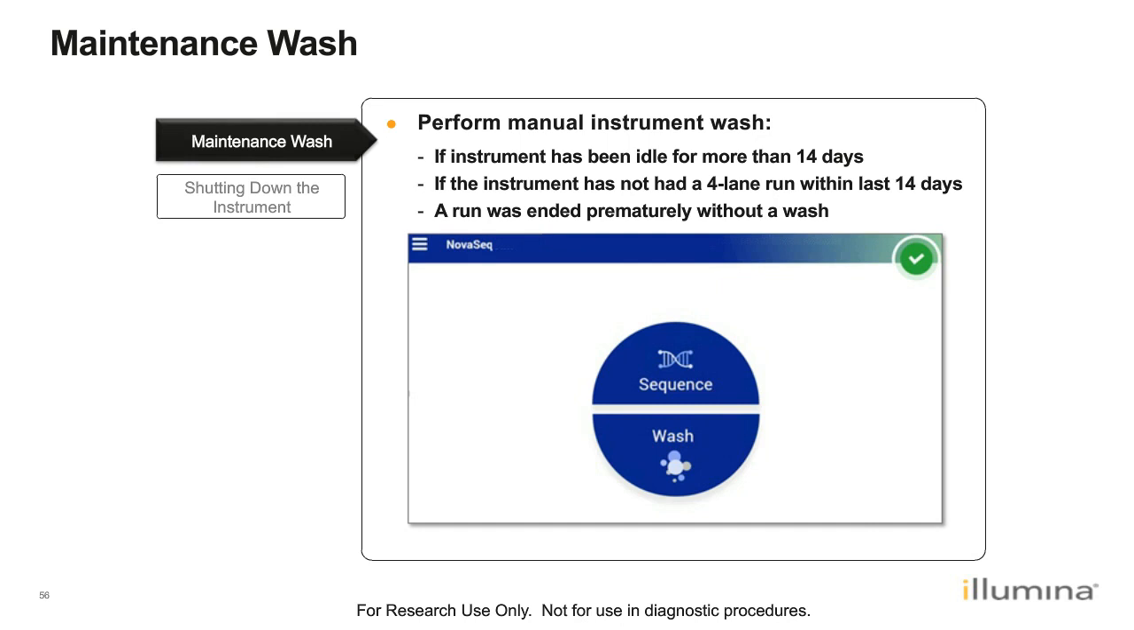If the instrument has not had a 4-lane run per side in the last 14 days. So if your lab is consistently running, say, S1 or S2 flow cells, we will still have to perform this maintenance wash every 14 days to wash all 4 lanes. The third case in which we'll have to perform a manual wash is if a run ended prematurely.